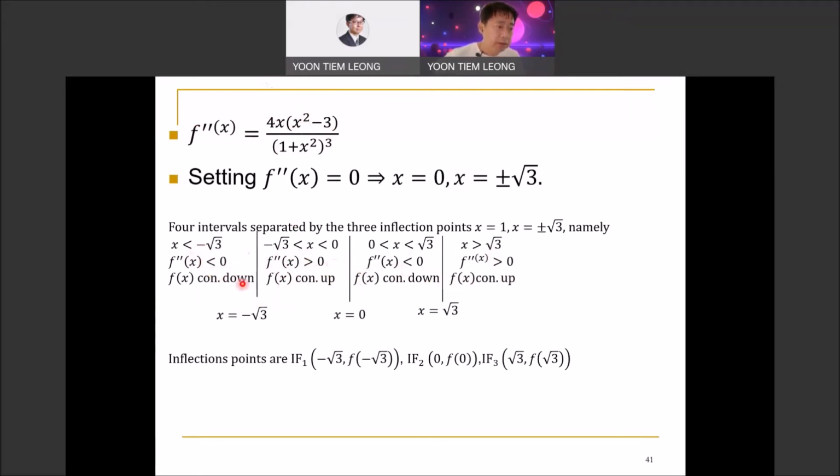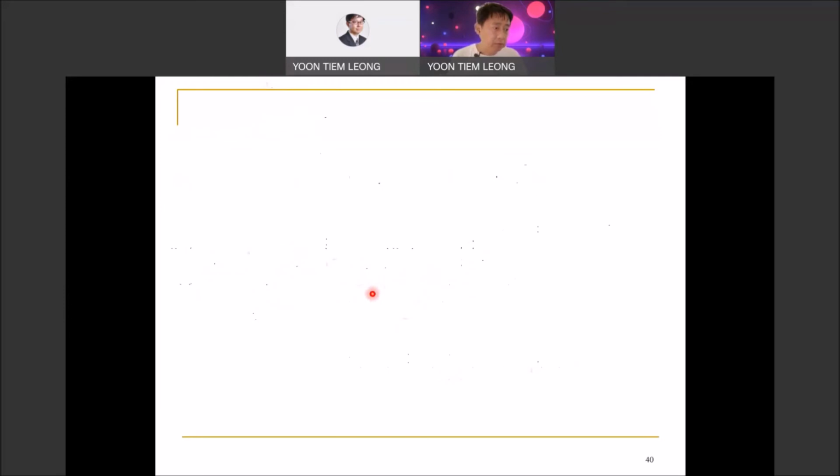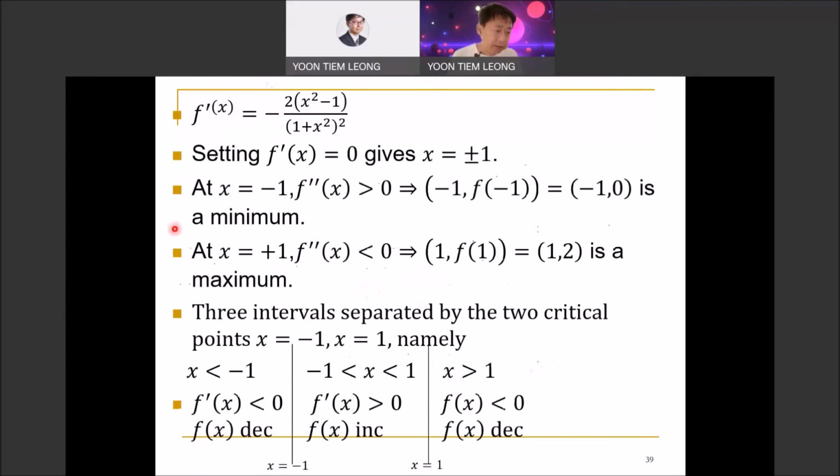Therefore, these 3 points are all inflection points because at these points, the function changes sign in its concavity. So we conclude that these 3 are the 3 inflection points, from the sign change, and we combine this with this. This is an inflection point. This is the critical point. So this is a critical point.